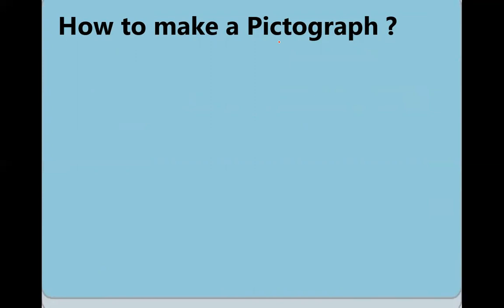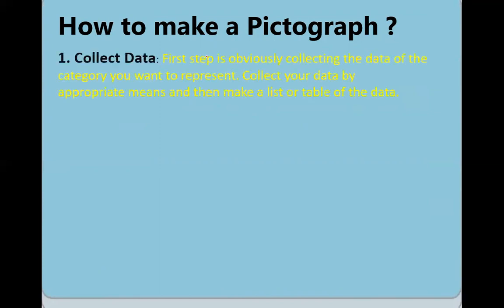Now for it, we have certain rules that you have to keep in mind while making a pictograph. Firstly, you have to collect the data. Whatever graph you are plotting, you have to collect the data for it. The first step is to collect the data of the category you want to represent. Collect your data by appropriate means, and make a list or table of the data so that you can analyze the information.